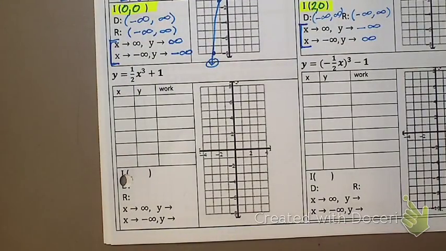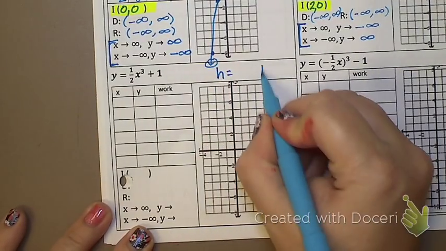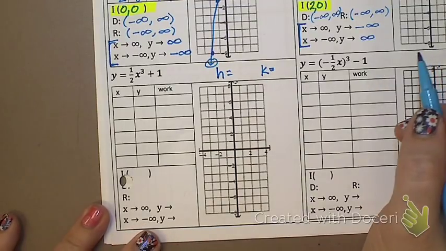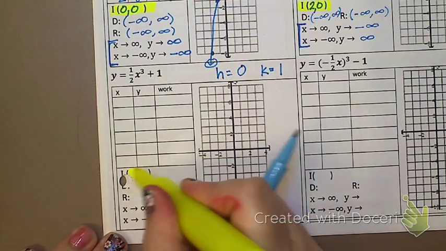Okay? All right, you try setting up your point of inflection here. Try coming up with your H and your K and setting up your point of inflection. What's your H value? 0. What's your K value? 1. So what's your point of inflection? 0, 1.